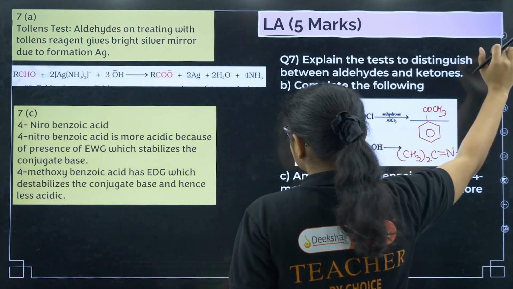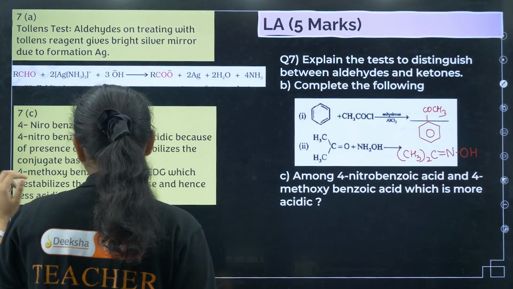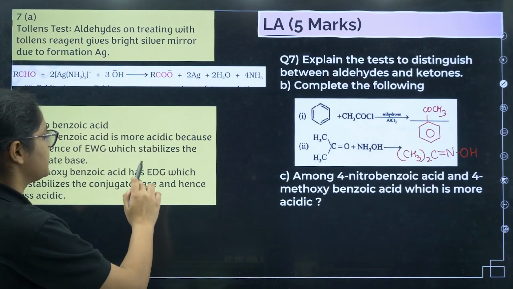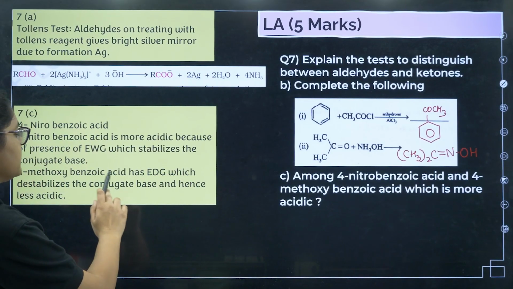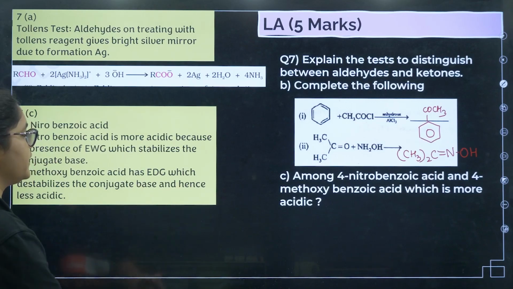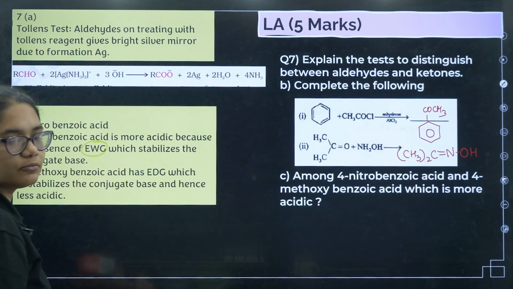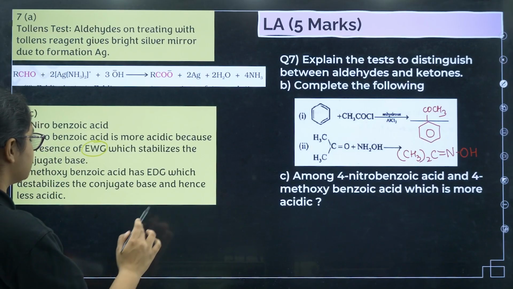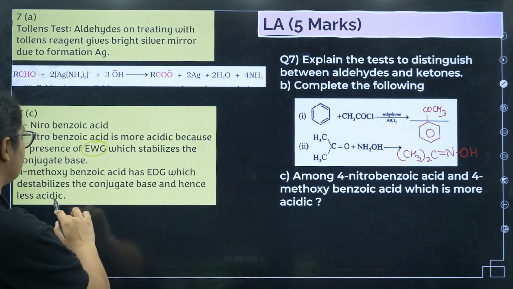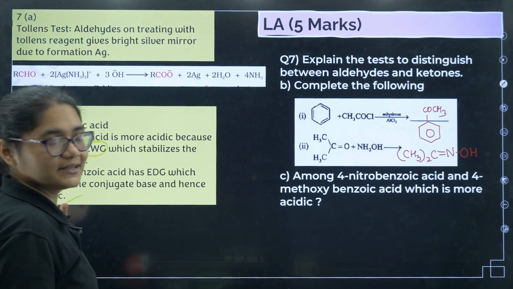Next, this one. So 4-nitrobenzoic acid is more acidic because the presence of the electron withdrawing group will stabilize the conjugate base. 4-methoxybenzoic acid has an electron donating group. So please write down the full form in your answer sheet, not like this EWG, EDG, don't write like that in the exam, which destabilizes the conjugate base and hence it is less acidic.